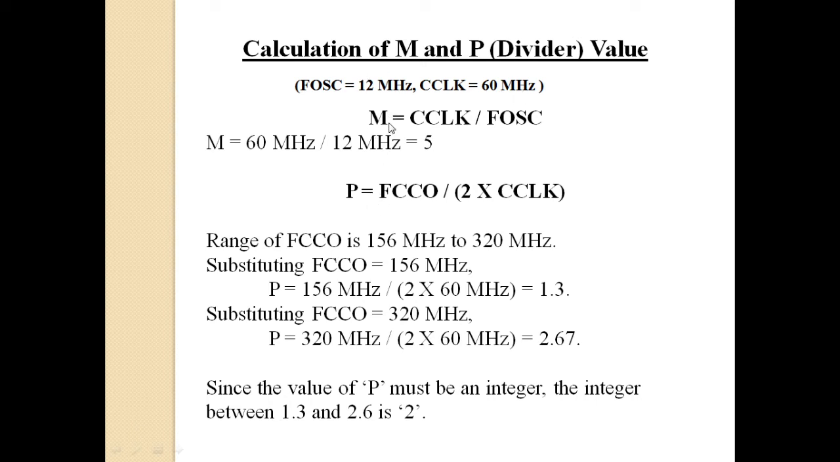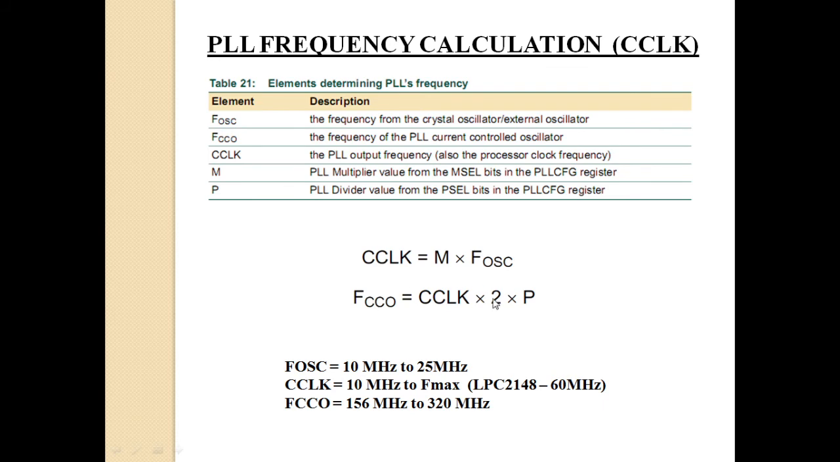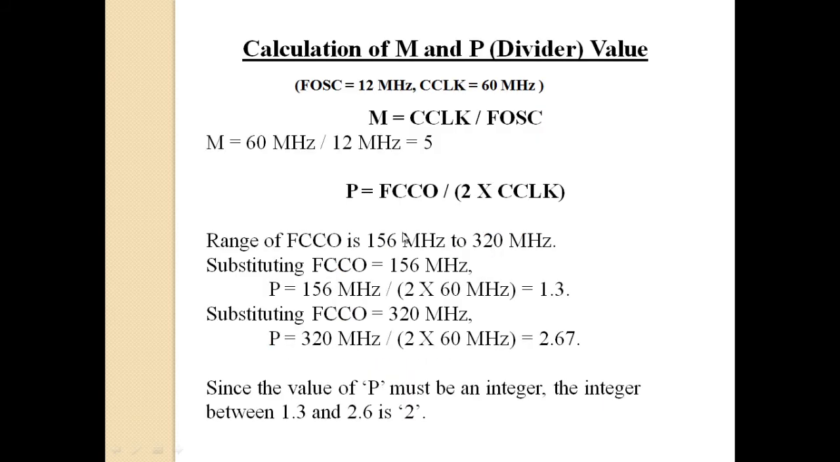What should be the value of M from this equation? Same equation. CCLK by F oscillator, 60 by 12 megahertz. You will get it as 5. How will you get the value of P, the division factor? The same equation, I have only rearranged these two equations. The equation is FCCO by 2 into CCLK. What should be FCCO? It should be within this range.